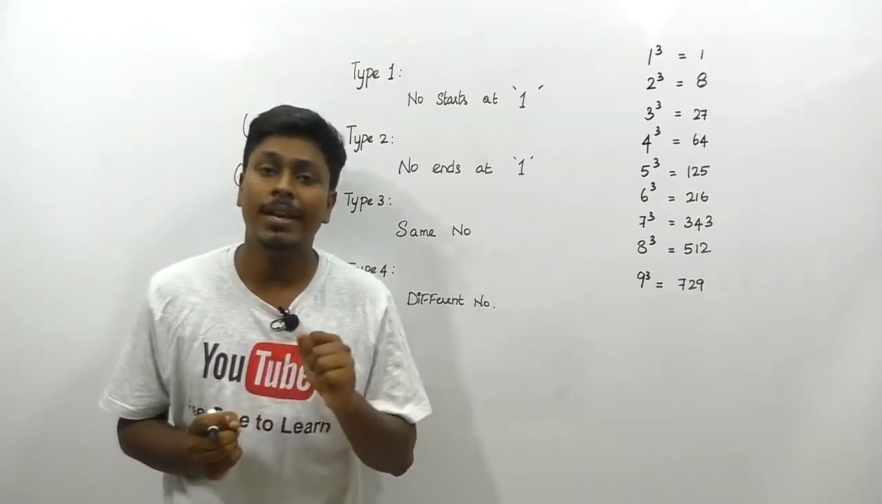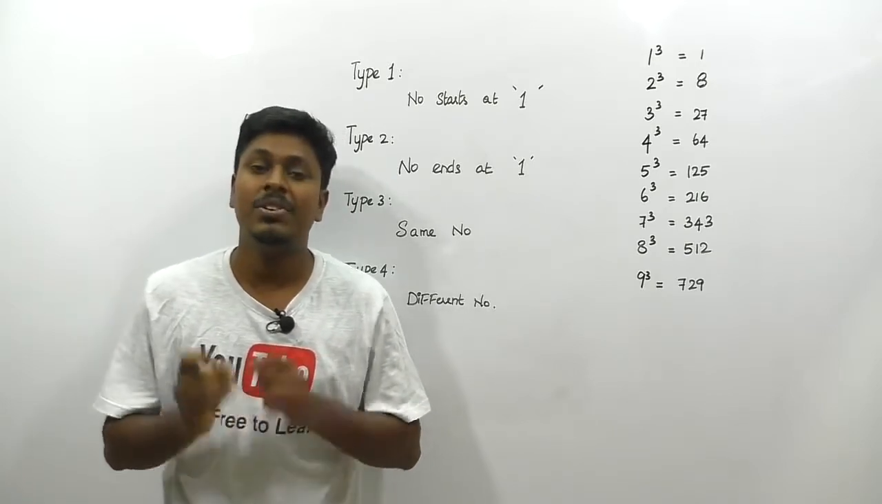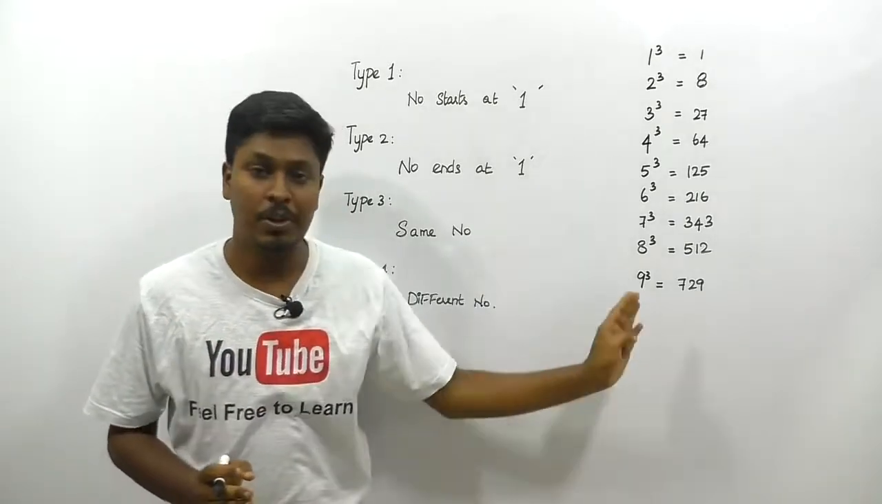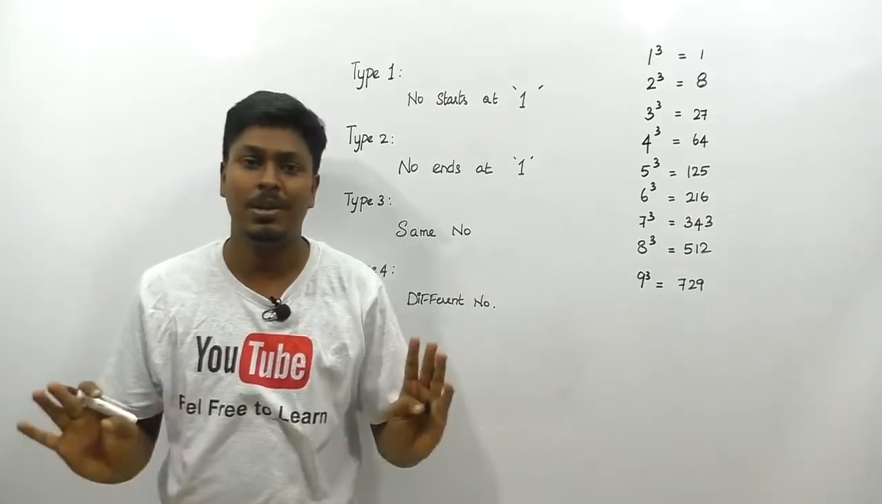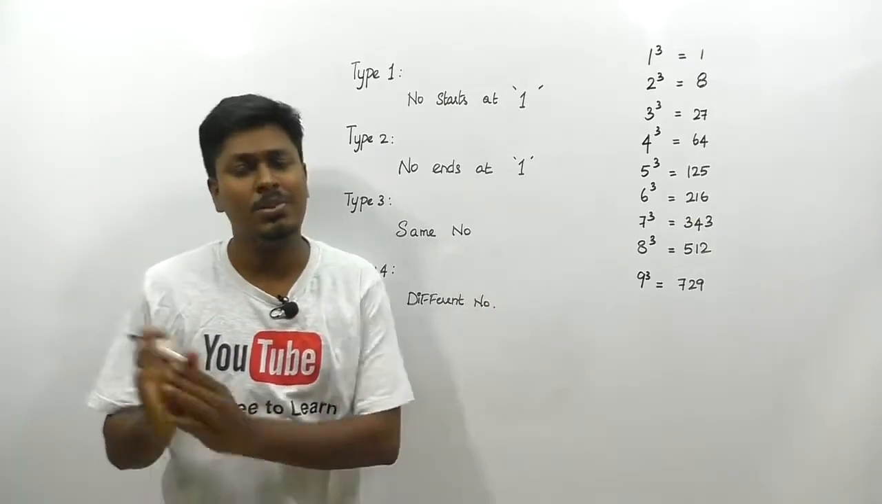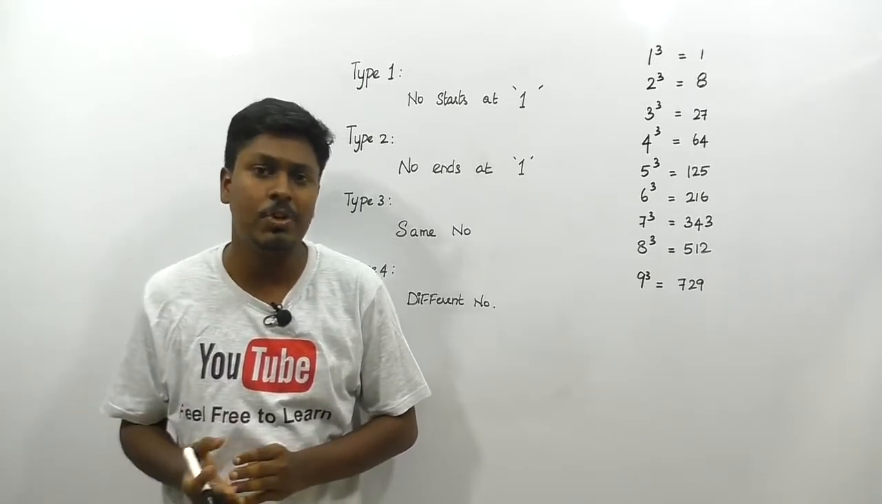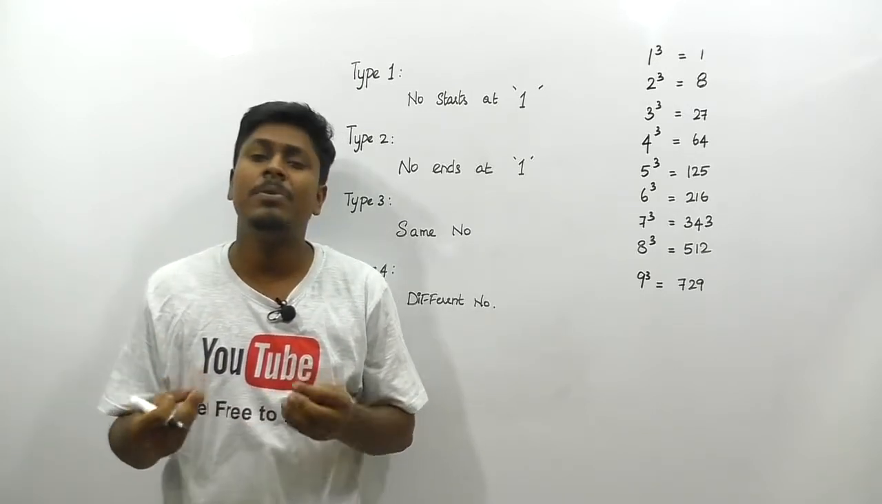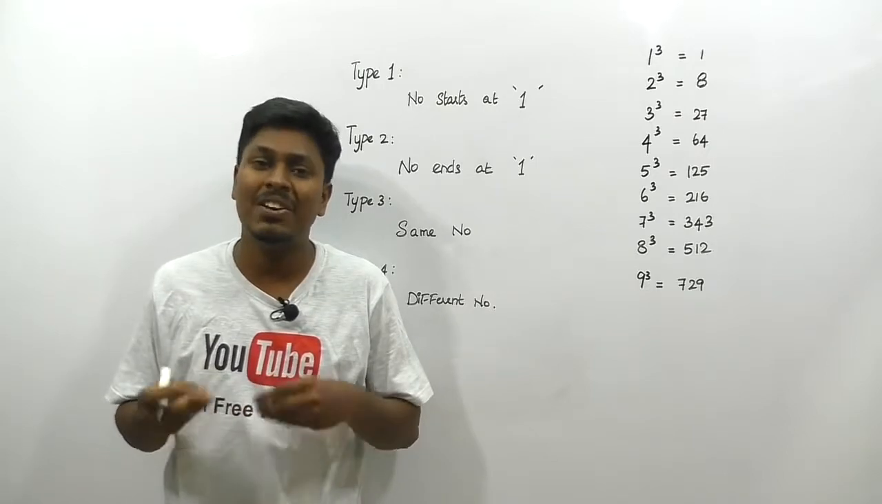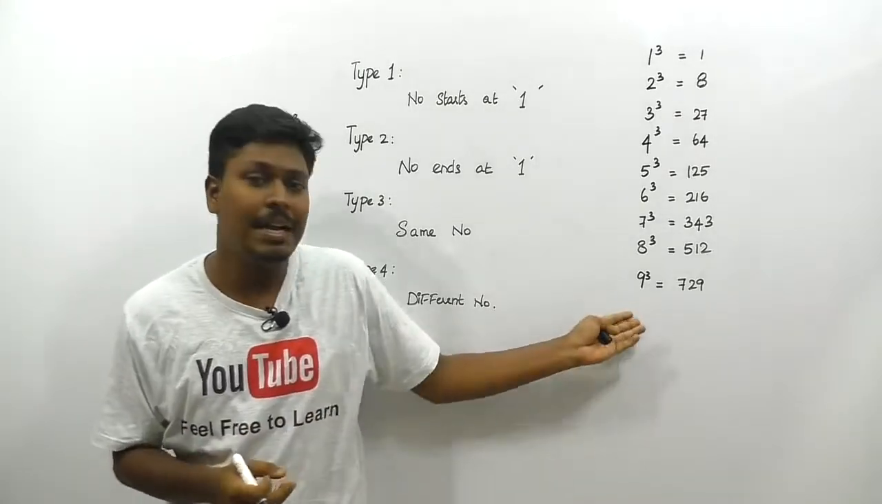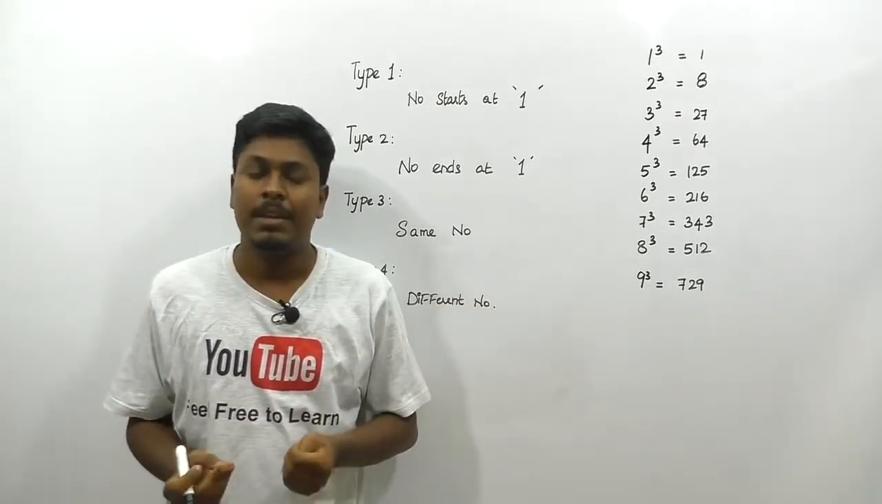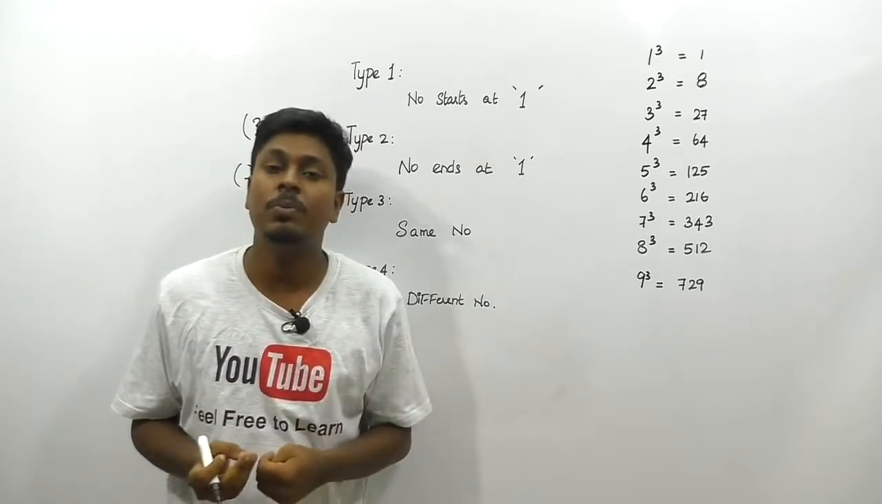Friends, before going into this concept, we should learn 1 to 9 cube by heart. It is easy now. Many people have an idea of up to 30 cube, they learn up to 30 cube. But if you don't have the idea of memorizing numbers, just memorize up to 9 cube, that is enough. So there are 4 types to cube a number.